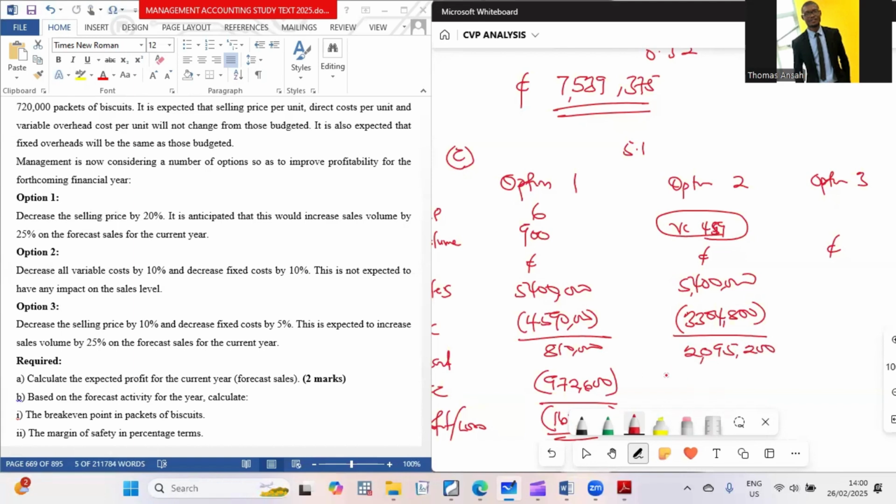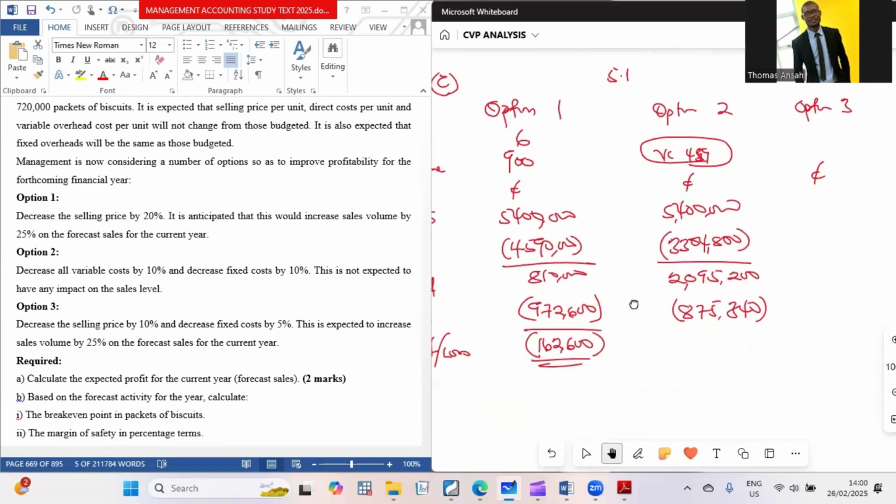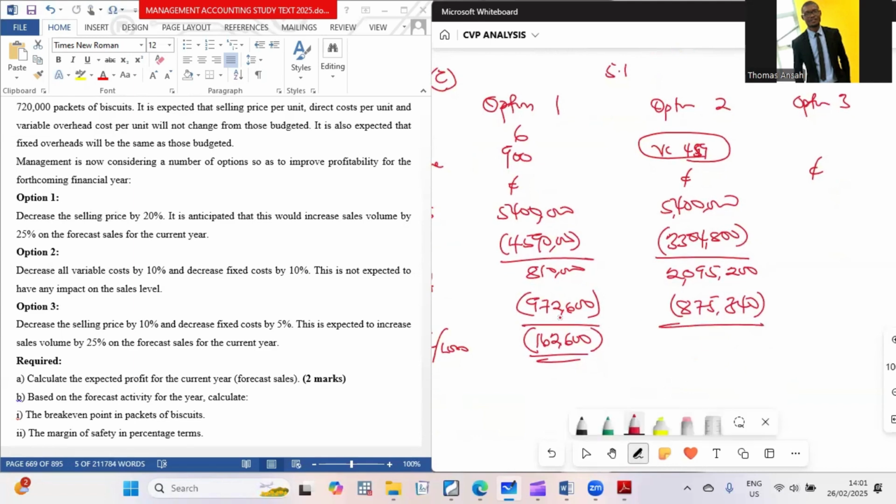Fixed cost would decrease. So the fixed cost that I see here, 972,600. I'll multiply it by 0.9. Decrease by 10%. So if you do, this is 875,340. This is interesting. It's a matter of just understanding English and using it. So if I do 209,200 minus answer, I have 1,219,860. All right. Looks as if this is huge.